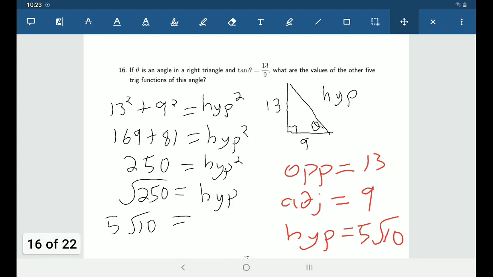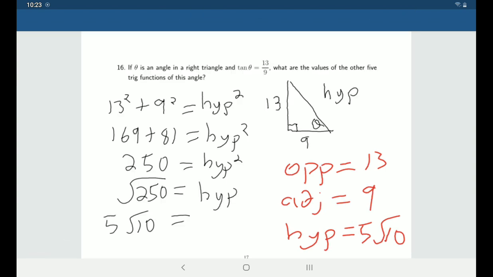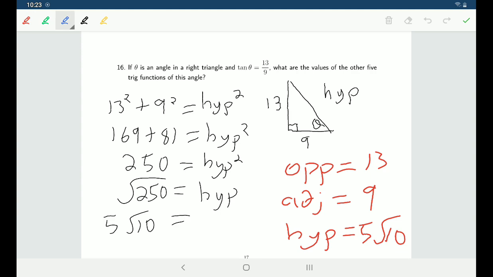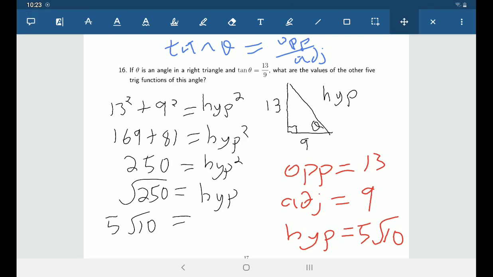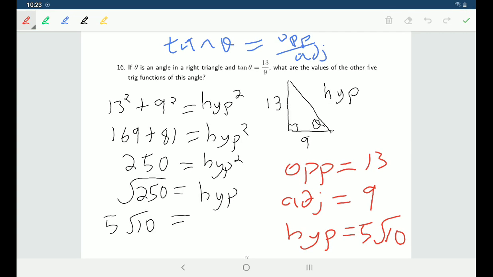Here we've got an angle and a right triangle. We're given a value for tangent. So what are the values of the other 5 trig functions? So first thing that we need to do is, of course, draw ourselves a little picture, and I've already drawn the triangle here. The other thing that we'll need to remember is that in right triangle trigonometry, tangent of theta is defined as the opposite over the adjacent. So that means that when I'm drawing my triangle, I know that for the angle theta that I've drawn here, the opposite side must be 13 and the adjacent side to it must be 9.